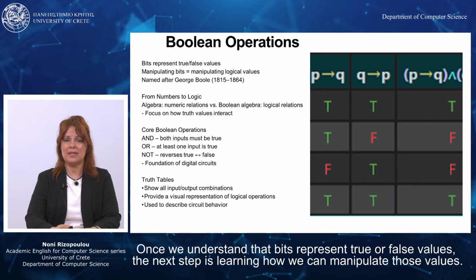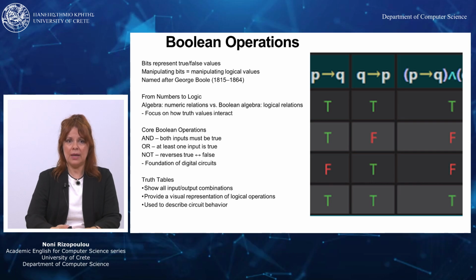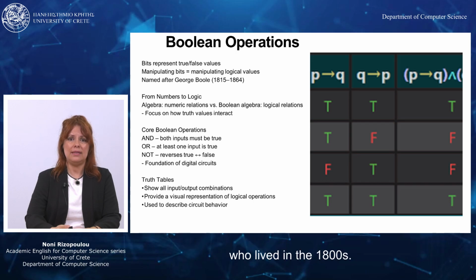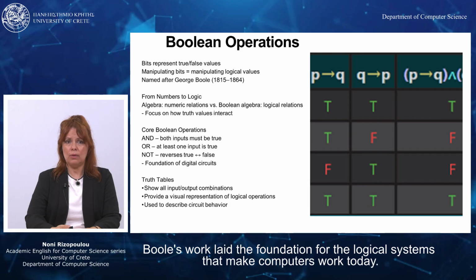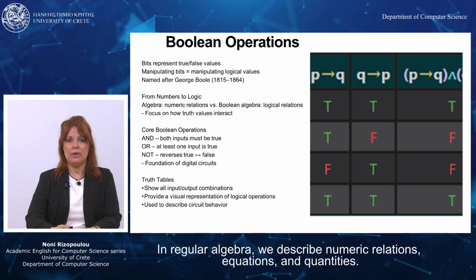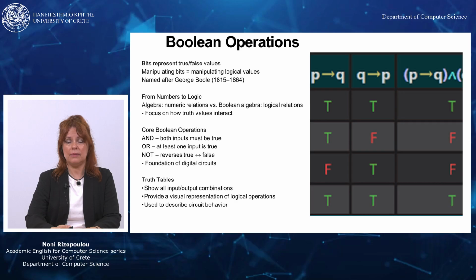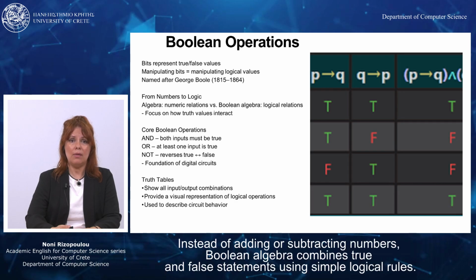Once we understand that bits represent true or false values, the next step is learning how we can manipulate those values. This is where Boolean operations come in, named after the mathematician George Boole, who lived in the 1800s. Boole's work laid the foundation for the logical systems that make computers work today. In regular algebra, we describe numeric relations, equations, and quantities. But in Boolean algebra, we describe logical relations, how truth values interact. Instead of adding or subtracting numbers, Boolean algebra combines true and false statements using simple logical rules.